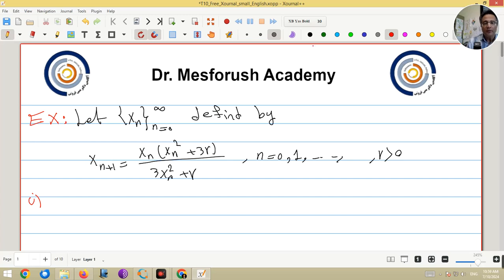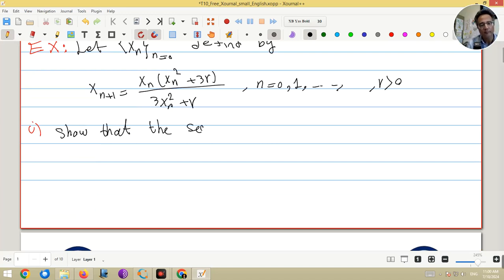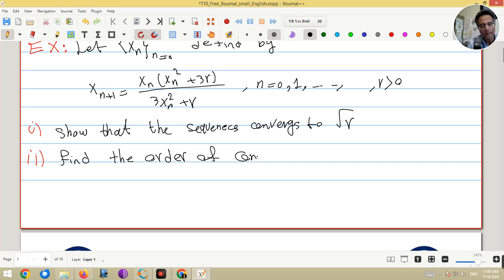First, show that the sequence converges to the square root of r, and the second part, find the order of convergence. Okay, now let me solve the problem.